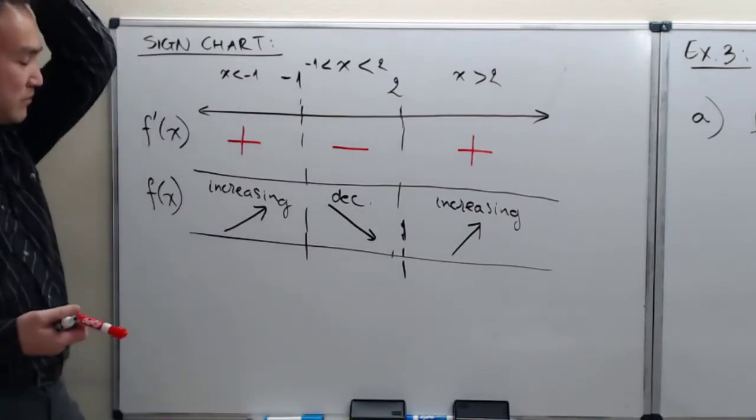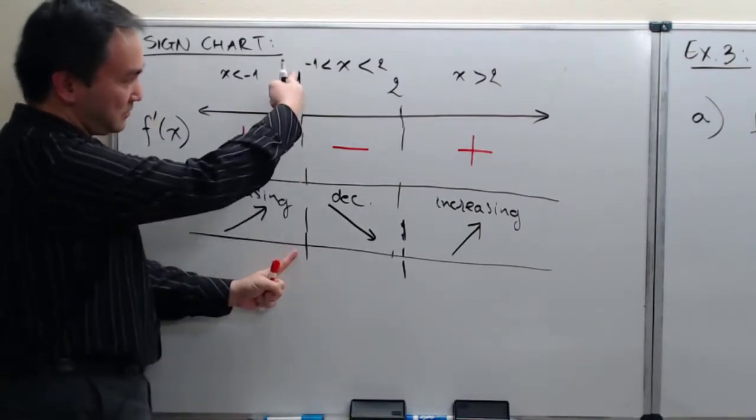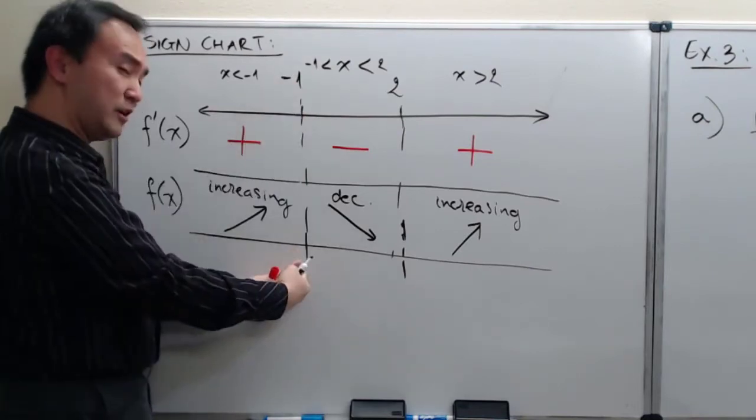to keep things clear. And so now, do you see that? Right here, x equals -1 is a critical value.